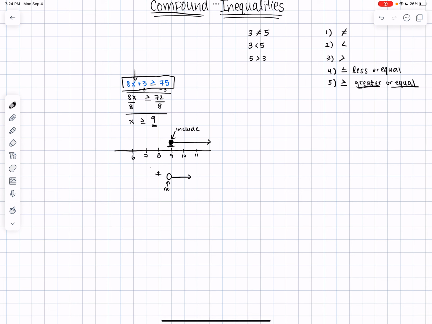So let's put this in a box: not included. There we go. So this is our separate piece of notes.